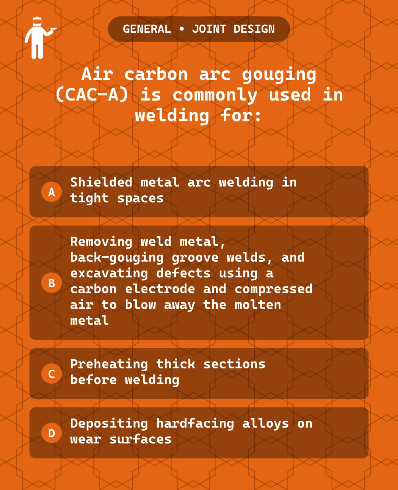Question 1. Air carbon arc gouging is commonly used in welding for A. Shielded metal arc welding in tight spaces, B. Removing weld metal, back gouging groove welds, and excavating defects using a carbon electrode and compressed air to blow away the molten metal, C. Preheating thick sections before welding, or D. Depositing hard-facing alloys on wear surfaces.